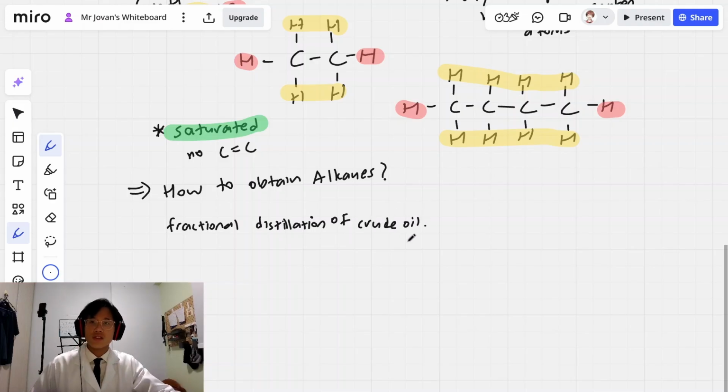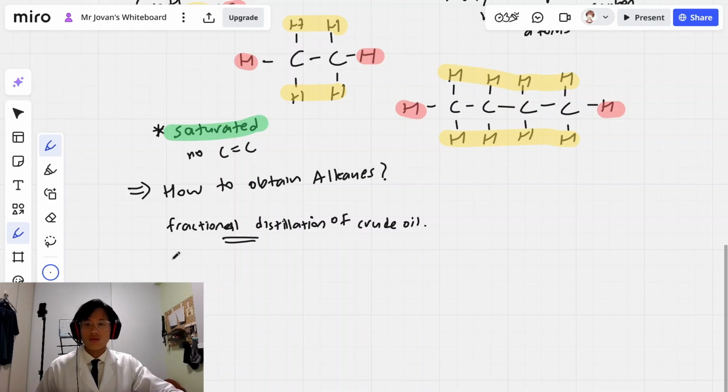I did a video of this on TikTok. I will link the explanation of fractional distillation under this video. You can go learn about what fractional distillation is, but that's how alkanes are obtained. For all the other homologous series later, you'll notice that they are all obtained from reactions of one another. But alkanes, the most base form of organic chem, that's how I like to think of it, are from the fractional distillation of crude oil. Do take note of this.